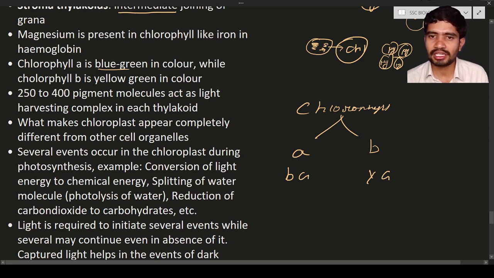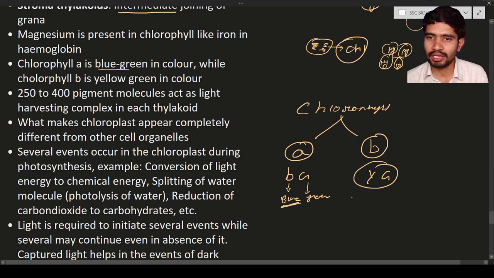Why? Because chlorophyll is green in color. So B for blue, G for green. It means chlorophyll A is blue green in color. So if chlorophyll A is blue green, chlorophyll B should be yellow green, because the opposite of blue is yellow. In chlorophyll B, yellow and green are present, and in chlorophyll A, blue and green are present. This is a small trick to remember.